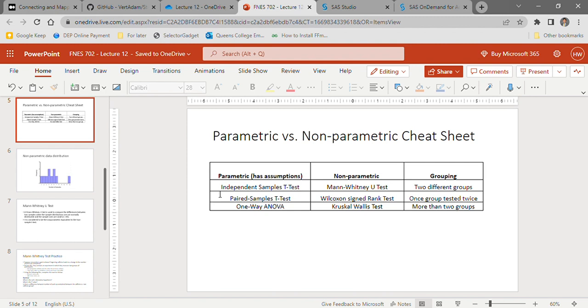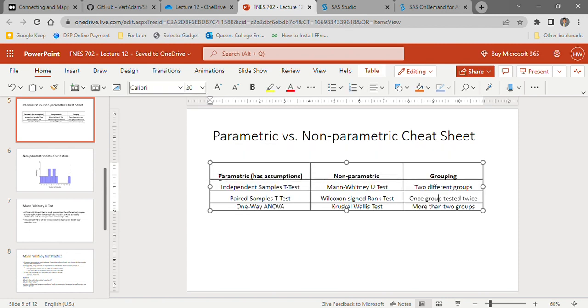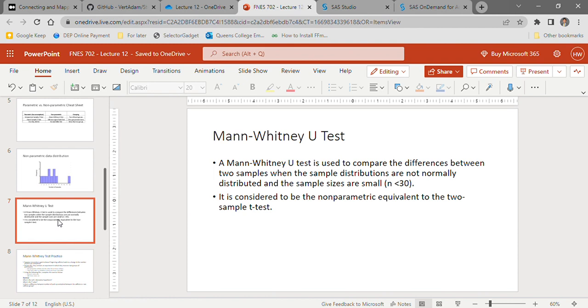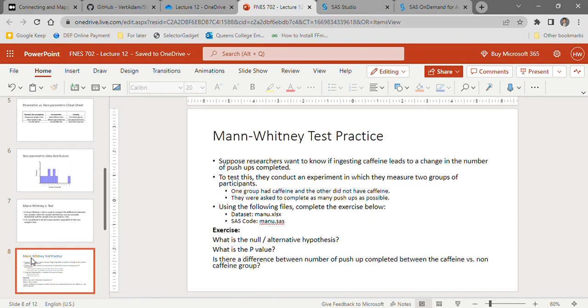You have to figure out which test to use. Do I have two different groups? If I have two different groups, you know you're on this column right over here. Then the next step is to figure out whether or not it is parametric, right? And if it's not parametric, you go Mann-Whitney U, which brings us back to here. Okay, so let's go through our case scenario.